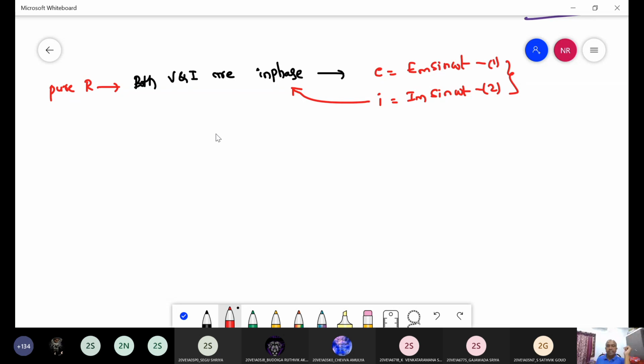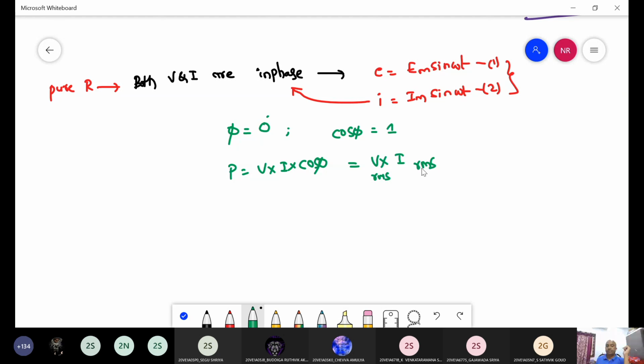So here in phase means what is that? Both are in phase means the angle phi is equal to how much? 0 degrees. So when the angle is 0 degrees, then cos phi is equal to cos 0, how much? 1. Then power is equal to V into I into cos phi. So power is always V into I. It means V RMS and I RMS. This is the thing that happens in AC through pure resistor.